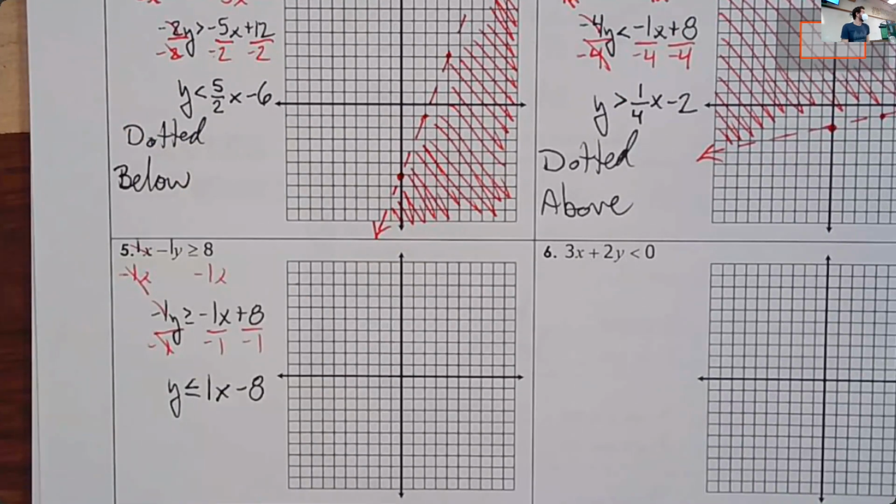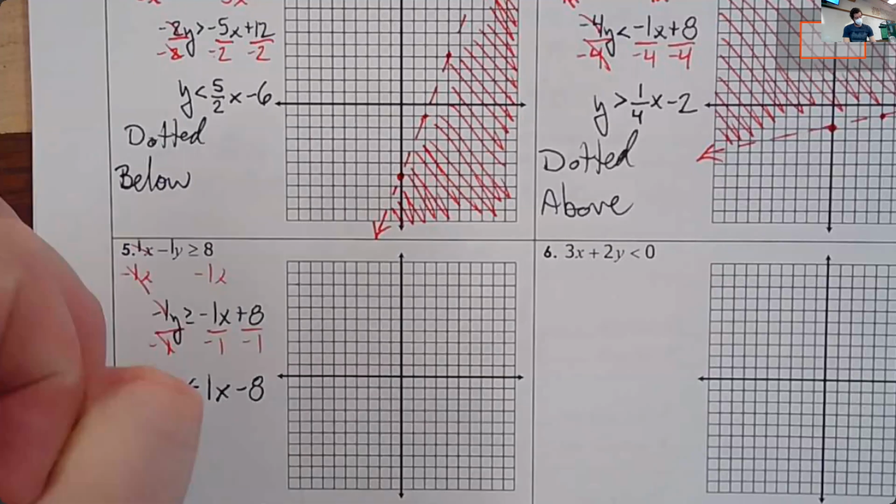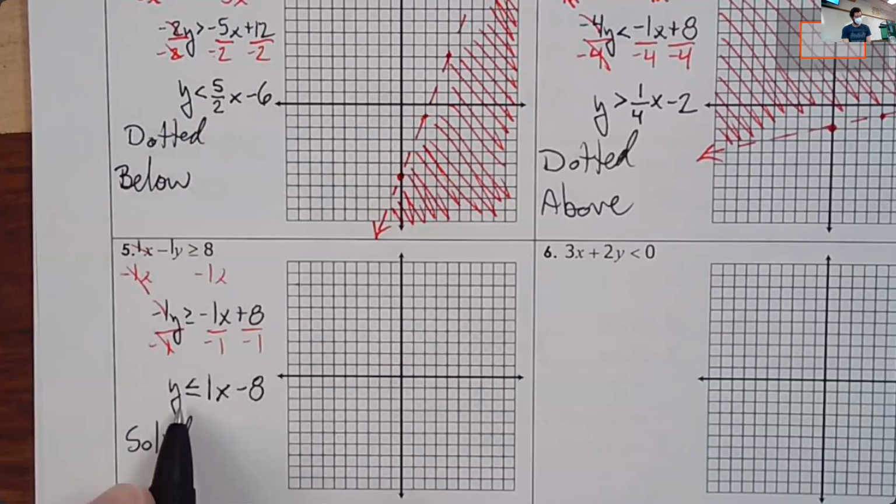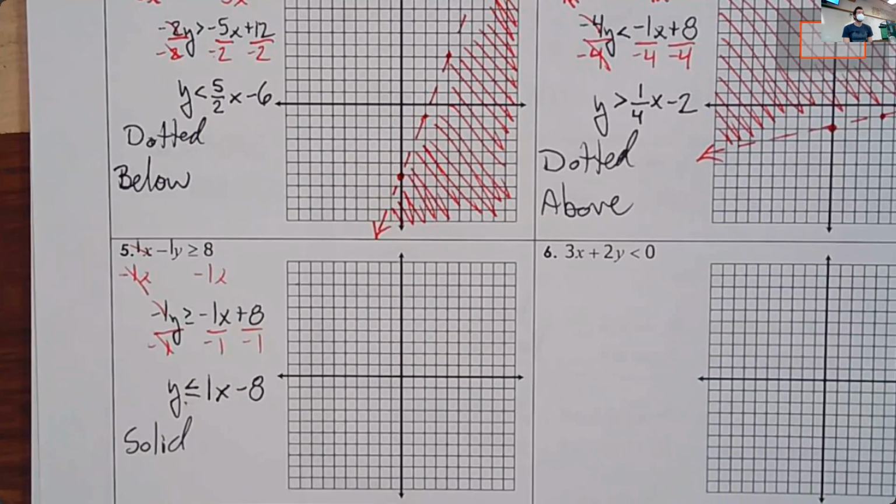All right, this time. 1 for solid, 2 for dotted. Solid or dotted? Solid this time. It's a solid line because we have the line underneath the inequality. If you have a solid line under the inequality, you will have a solid line on your graph. So solid line, solid line. Y is less than or equal to. So are we going above or below for our shading? Below this time. Good.